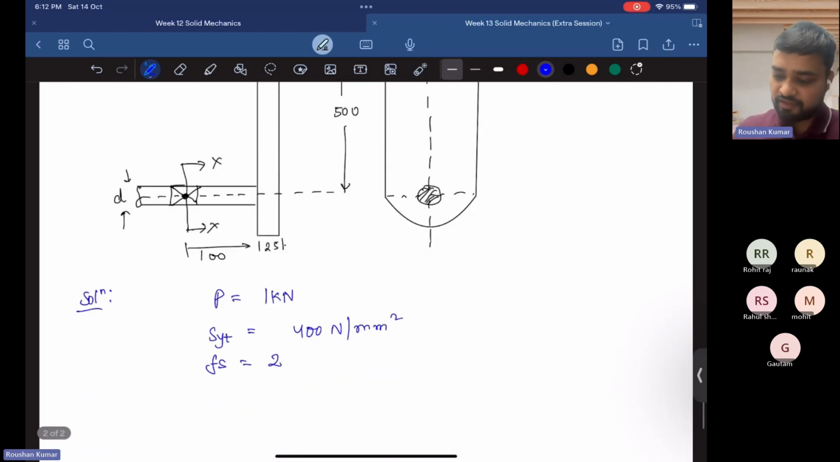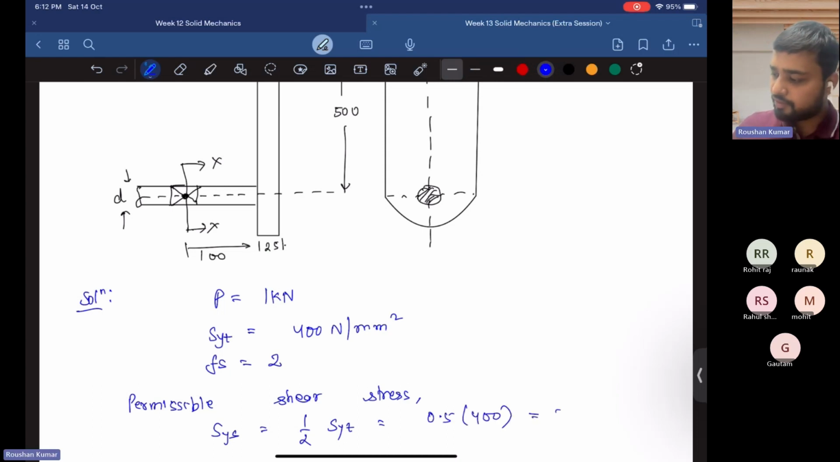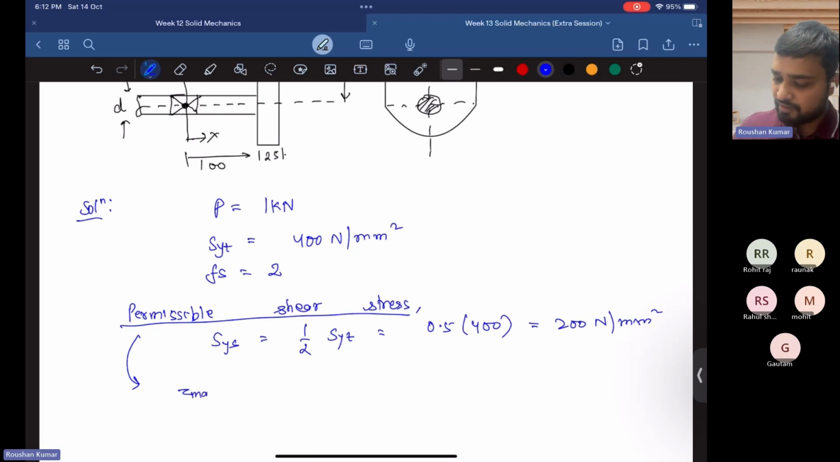The permissible shear stress is given by SYS, which is nothing but half of SYT, which is 0.5 into 400, that is 200 Newton per mm square. Then the permissible shear stress, tau max, is given by SYS upon factor of safety, so it becomes 200 upon 2, that is 100 Newton per mm square.